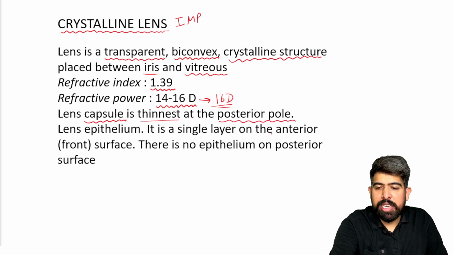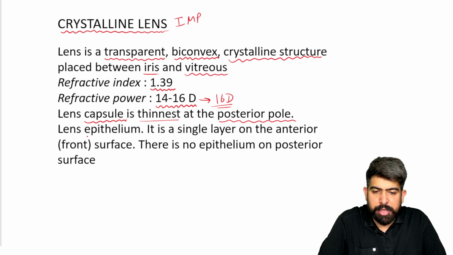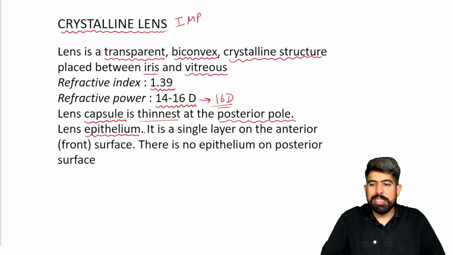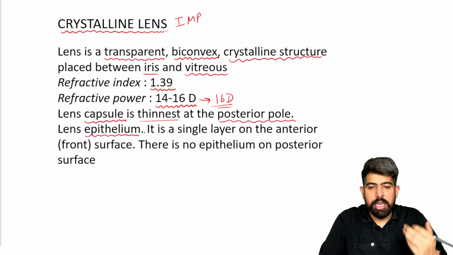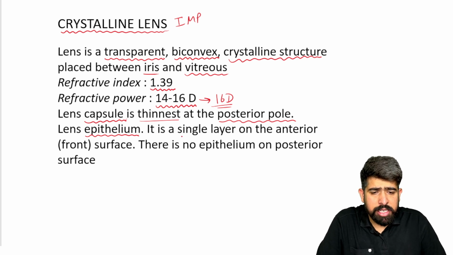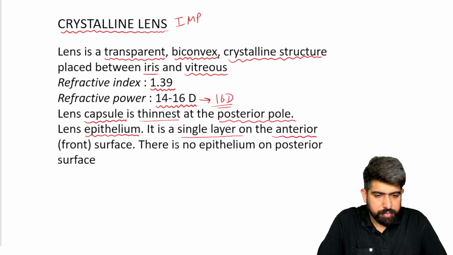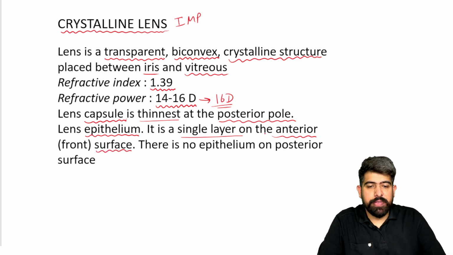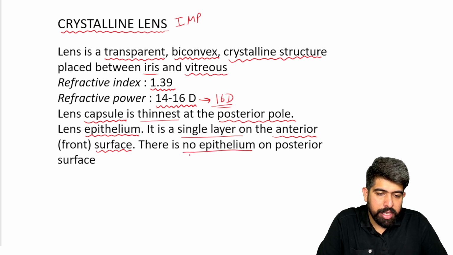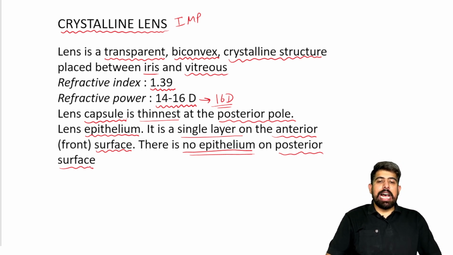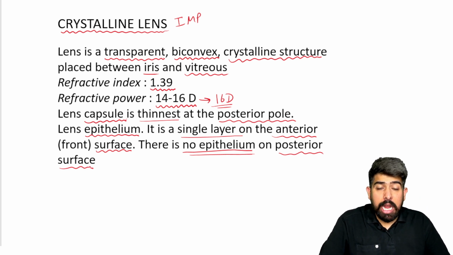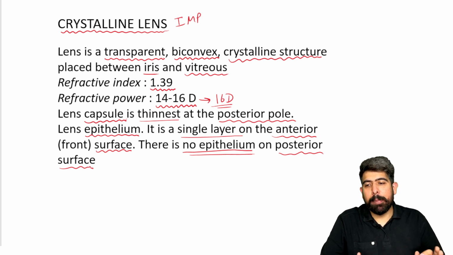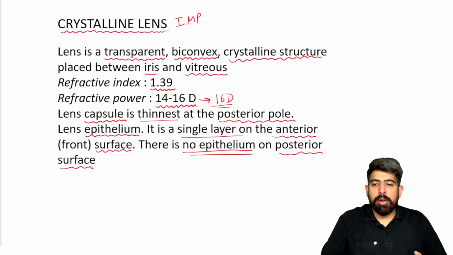And the importance of the lens epithelium: the epithelium, as you already know, is the outermost layer. Your lens has only a single layer of epithelium on the anterior surface. We don't have the epithelium on the posterior surface. So remember, the crystalline lens has epithelium on the anterior side, and the posterior surface has no epithelium, right? So this is all about your crystalline lens.